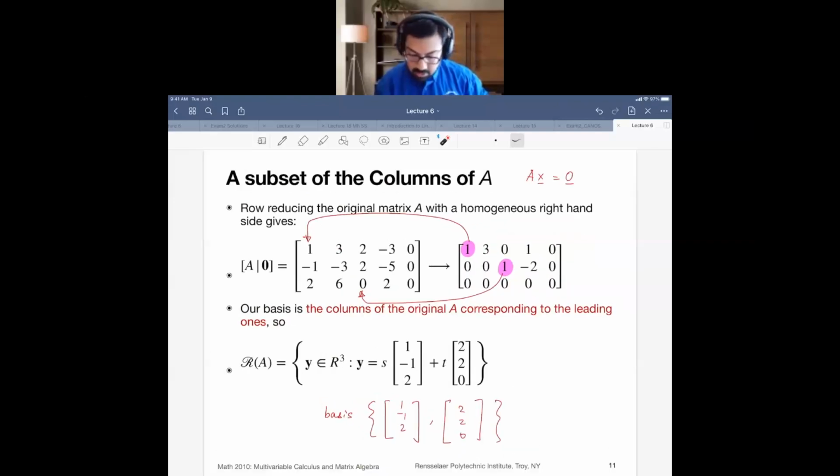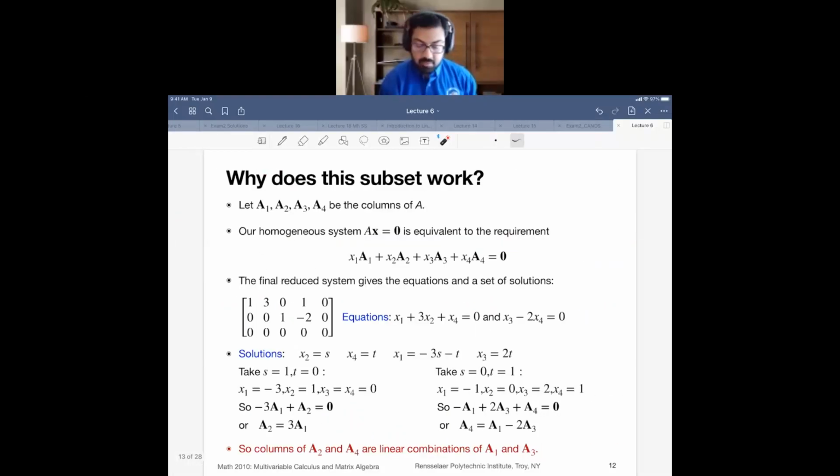All right, so you got the basis with the second one here, but this particular method, even though this is pretty straightforward to carry out, because you're just looking at the subset of the columns of A, wherever the leading ones are, so it's pretty easy to carry out. However, we need to prove why does this subset work?